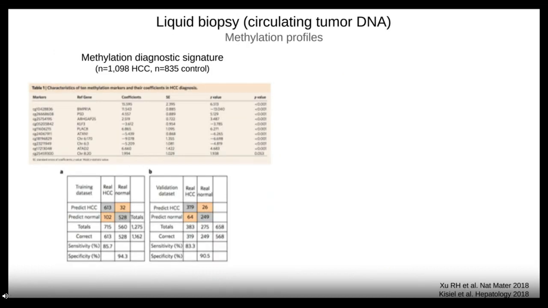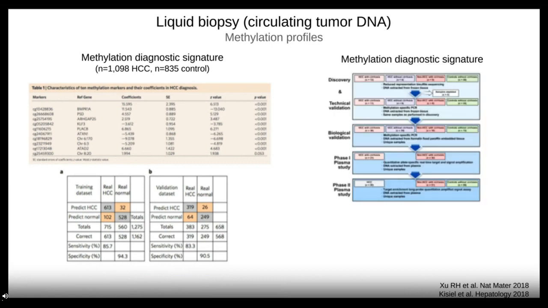Now, in terms of what is out there, what has been published for early detection using ctDNA. These are the two studies that have evaluated this in HCC. The first one is from China, almost 2,000 patients, case control. They used specific CpG sites detected on ctDNA. Sensitivity in the training set was 85 with specificity 94. The validation was 83, specificity 90, which is outstanding.